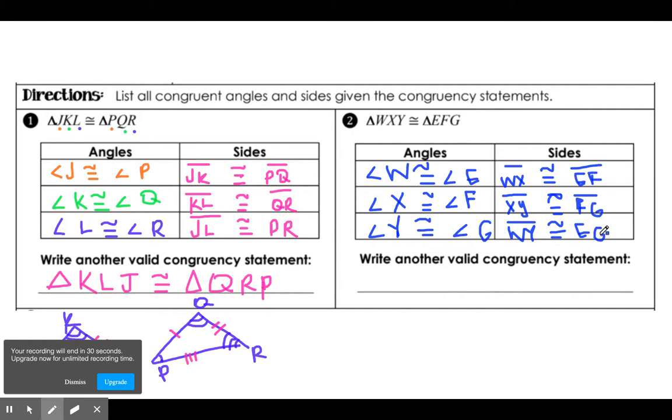And we can now write a different congruency statement. If I wanted to start in a different position, say I say triangle YWX. So I start with the last one and then I go backwards. That will be congruent to, Y goes with G, W goes with E, and X goes with F. So then those two triangles would be congruent.